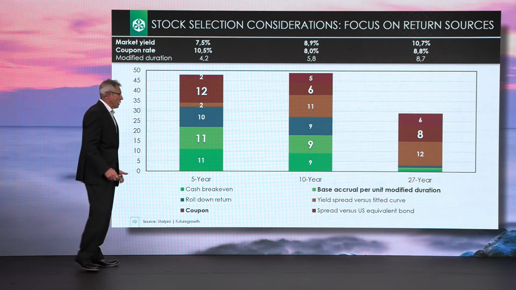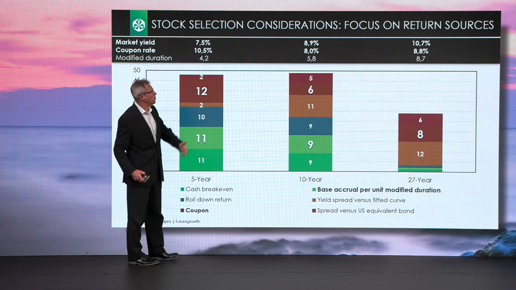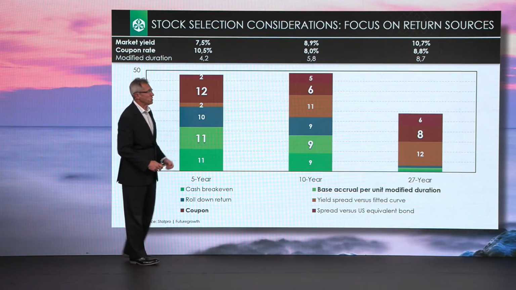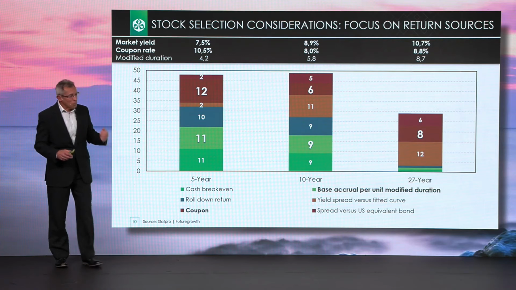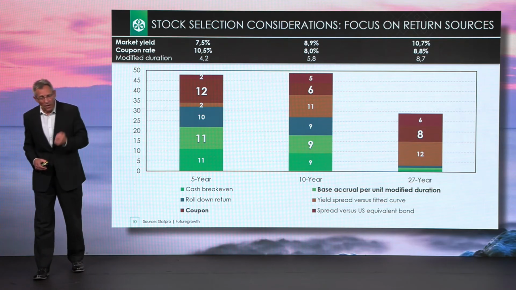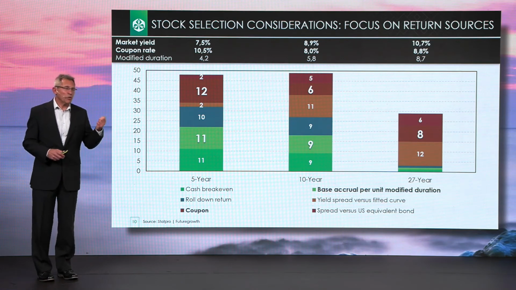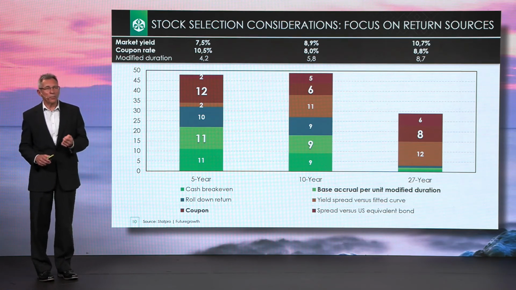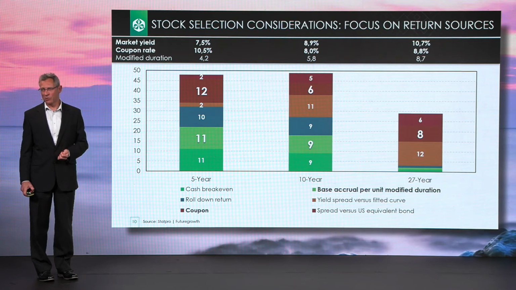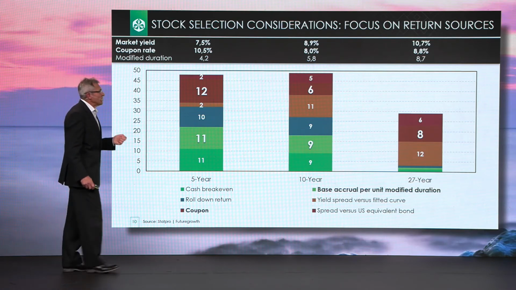Since then, interest rates have declined to lower levels. The market rate is 7.5%, with a lower duration of 4.2. But the important thing here is that if you buy that 186 at the market yield of 7.5%, you're going to get paid that coupon of 10.5 per annum. It's important to consider those things. So you can't just look at market yield.